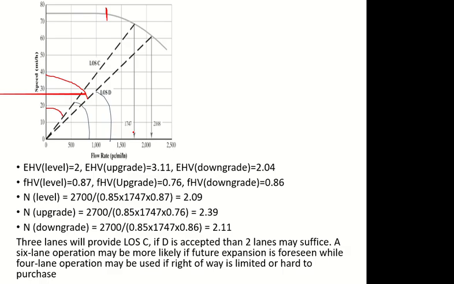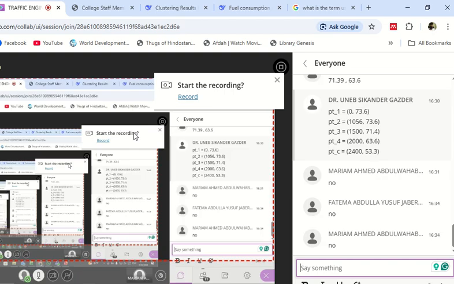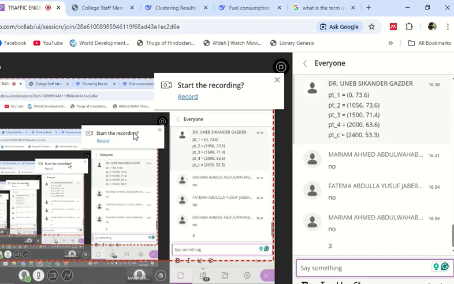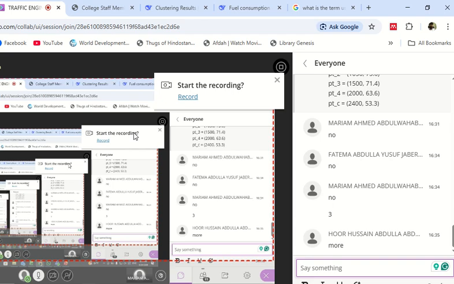You cannot give 2.1 lanes. We are talking about number of lanes, right? I'm not talking about the width of the lane; I'm talking about how many lanes. If the answers are 2 point something, how many lanes should I give? Tell me. 2.1, 2.39, 2.1. You will give 3 lanes, right?